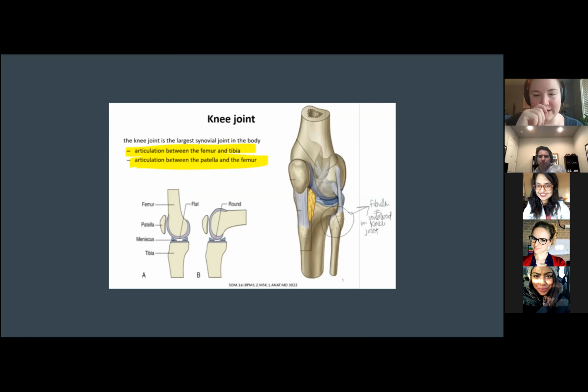It has a very small... If you were able to be in anatomy lab and play with all the bones, you would see that there's a groove where the fibula actually kind of nicely nestles into the tibia, but it is not actually involved in the knee joint.